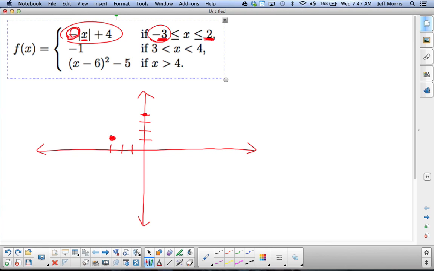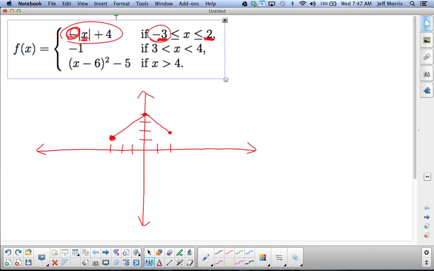And then over at 2, the absolute value of 2 is 2. Then the opposite of 2 is -2. -2 plus 4 is +2. So this is what you get of the V. You only get part of it, and there it is from -3 to 2.